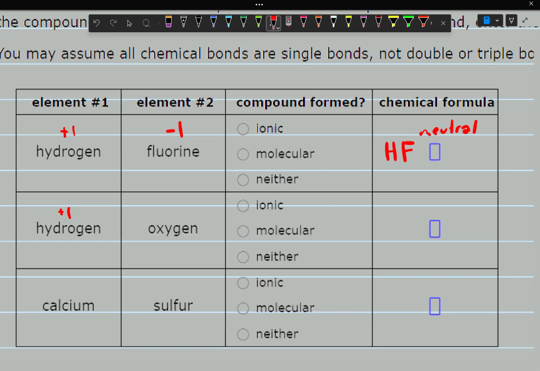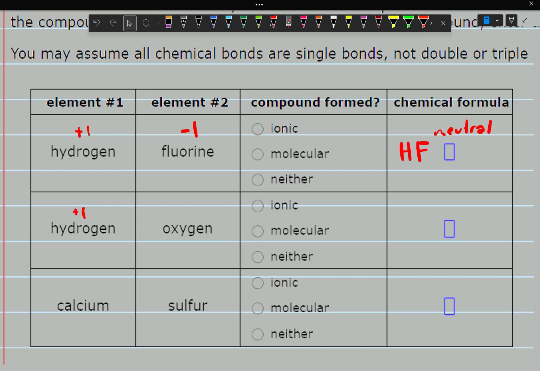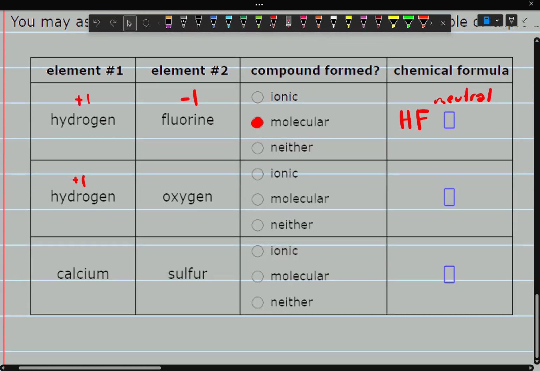As far as is a compound formed, yes it is. And what type of compound is it? Well, neither hydrogen nor fluorine is a metal, so these are two nonmetals coming together, which means this is just a simple molecular compound. Moving on to oxygen.